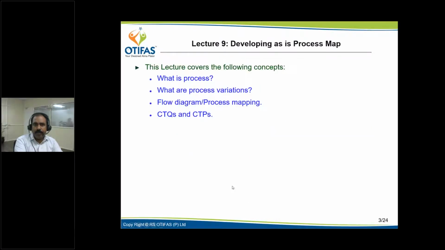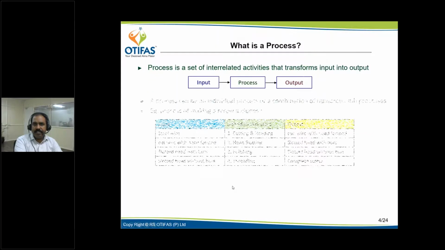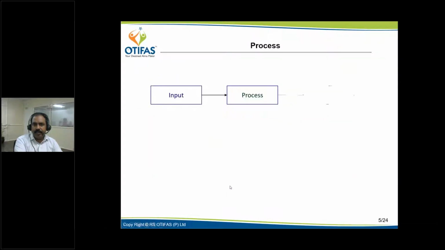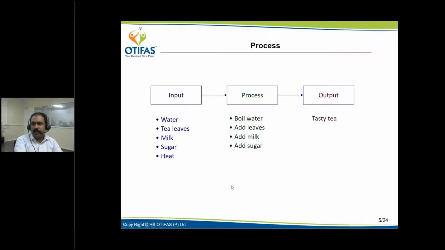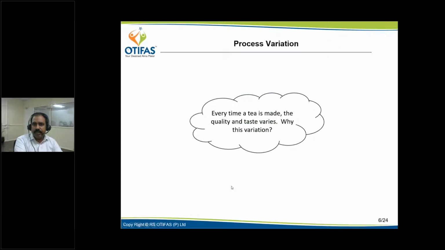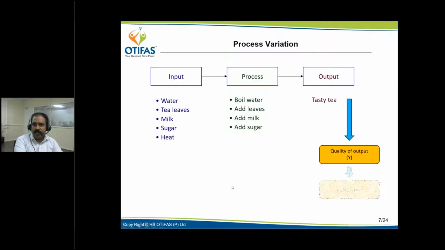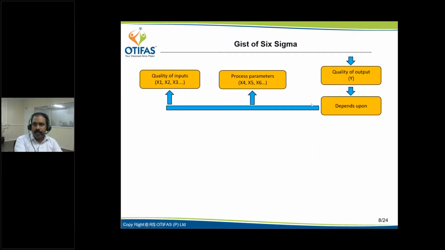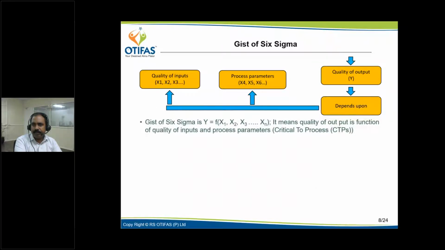We'll go to the process mapping. I have explained this to you last time. Let me quickly go. I explained a tea making process and the variation in it. So now remember this slide. This is a very, very important slide for a Six Sigma person. So what is the gist of Six Sigma? The gist of Six Sigma says that the quality of output Y, or the variation in output Y, depends upon the variation in process parameters.